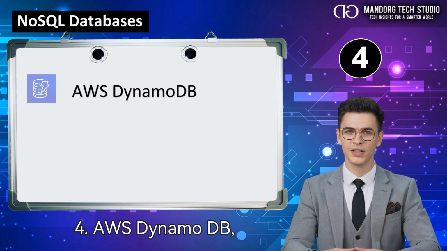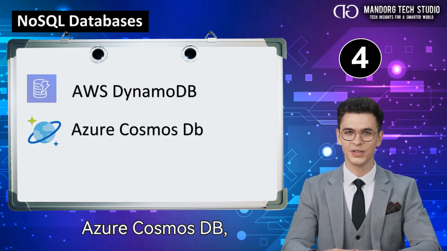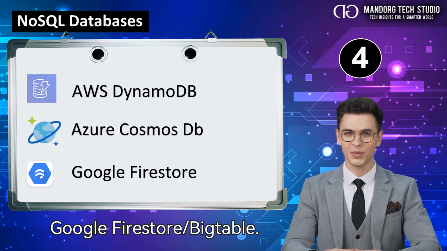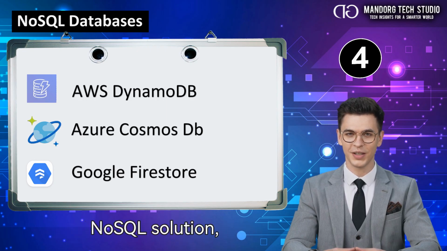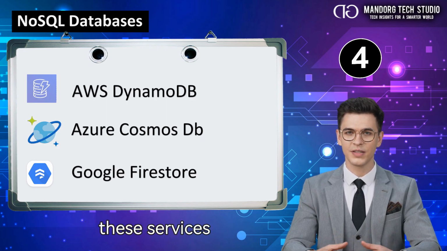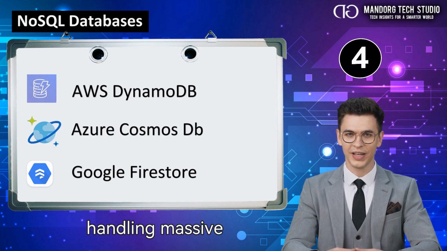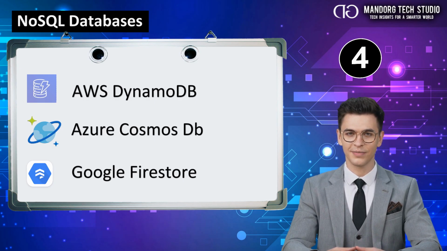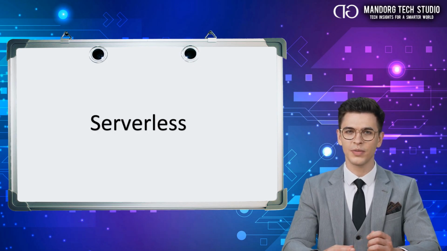4. AWS DynamoDB, Azure Cosmos DB, Google Firestore and Bigtable. When you need a NoSQL solution, these services offer global distribution and horizontal scaling, making them perfect for handling massive datasets. Let's move on to the serverless world.